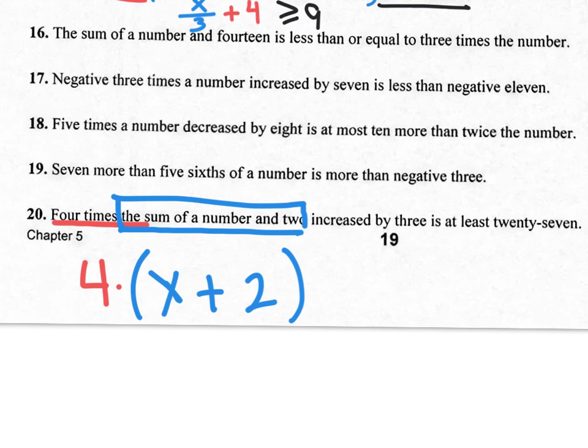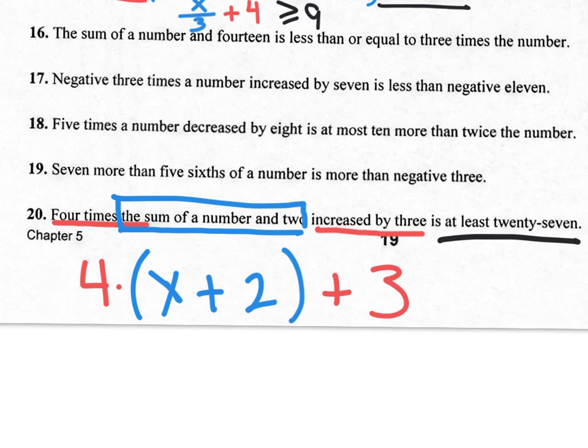So we've read something, we wrote it down, now we're going to continue reading. What does this next part say? It says increased by 3. What does that mean? Plus 3. You're going to take this whole thing right here and you're going to increase it by 3 by just putting a plus 3 at the very end. And now for the answer part, is at least 27.